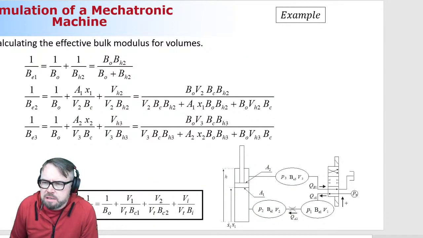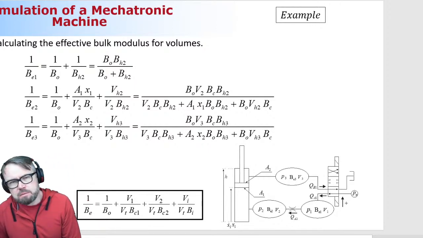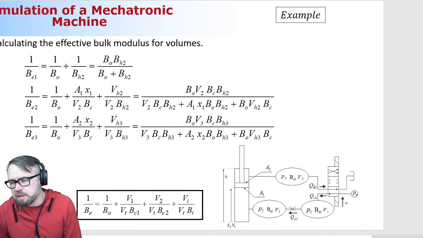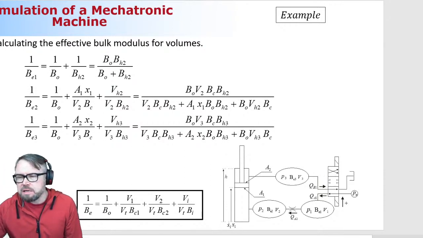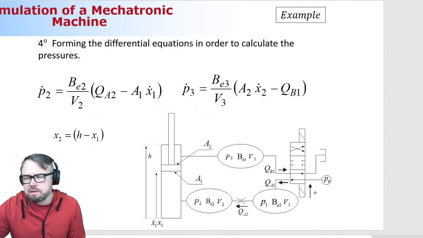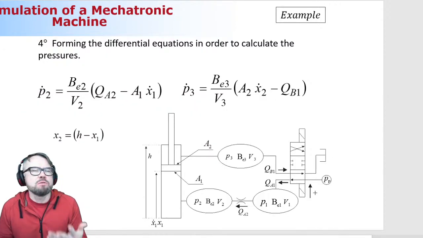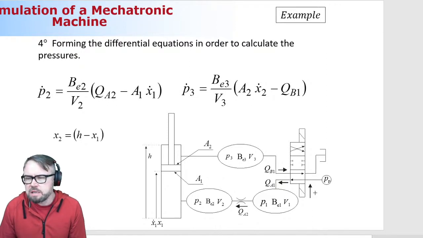Step number three is effective bulk models, as we have learned how to do it. In effective bulk models, we simply take the flexibility of the fluid into account, and the flexibility of the containers. This is how you can compare the flexibility of the first, second, and third volumes. That's about it. Then the most difficult, clearly, is forming the differential equations.